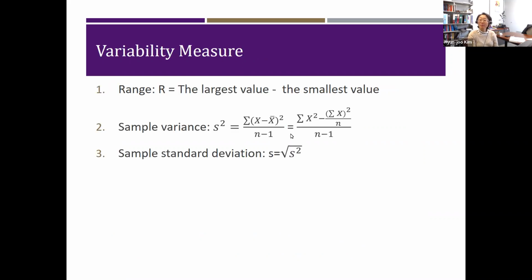Okay, there are 3 big measures that our textbook was talking about. One is range. The other one is sample variance, and another one is sample standard deviation. Sample variance and sample standard deviation are very closely related, and we're going to get to that in a little bit. The range is a little different. It is a very simple measure. You're just taking the largest value minus the smallest value, and then you see what's the range of the data.